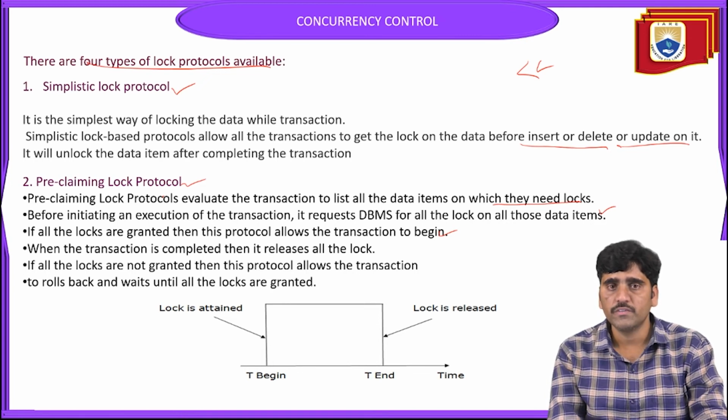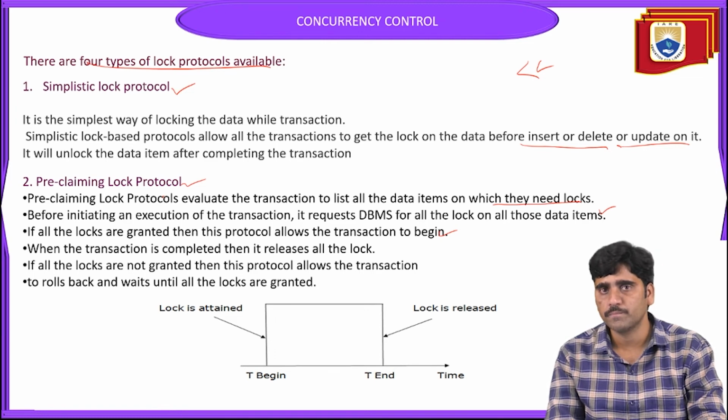Without having the granting permissions of the lock protocol, the transaction is not going to use these locks. So in the pre-claiming protocol, this diagram shows that the lock is attained before beginning the transaction. After that, the transaction is going to be executed. Once it is executed, the lock is going to be released at a particular point of time.